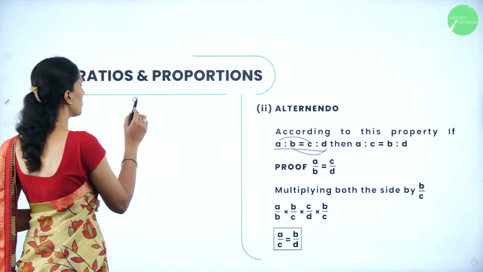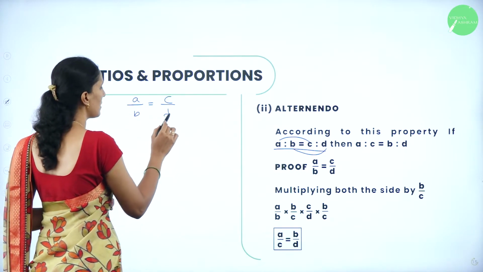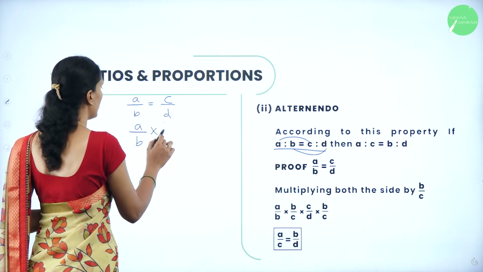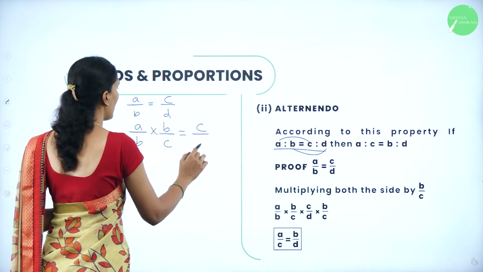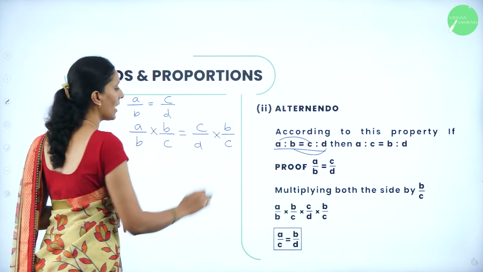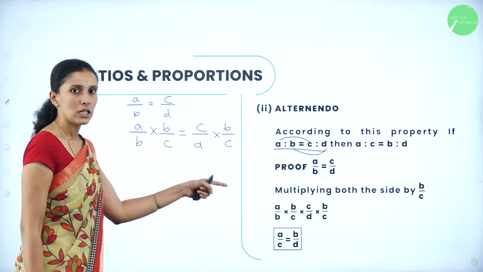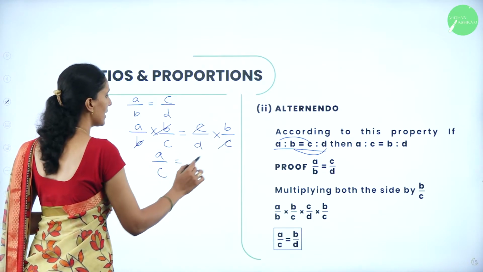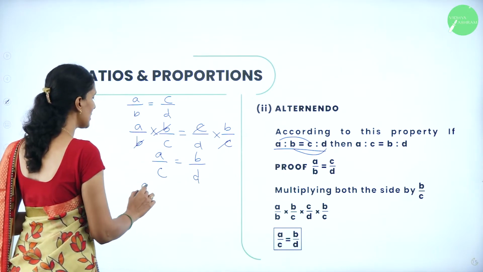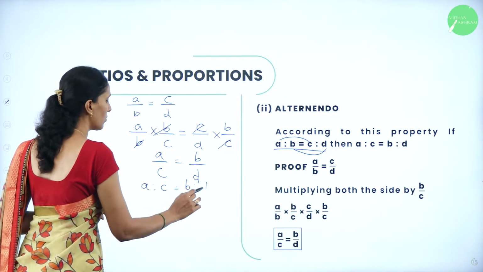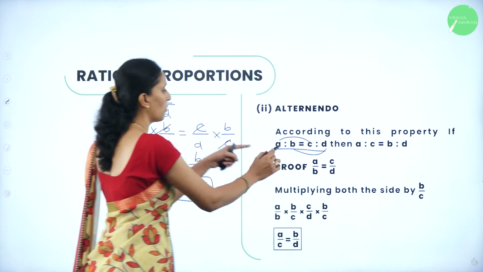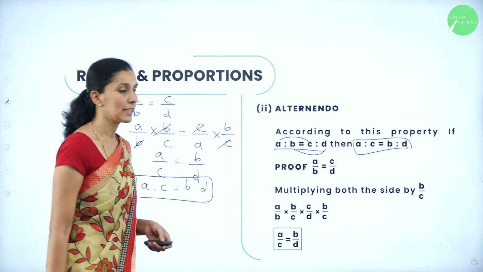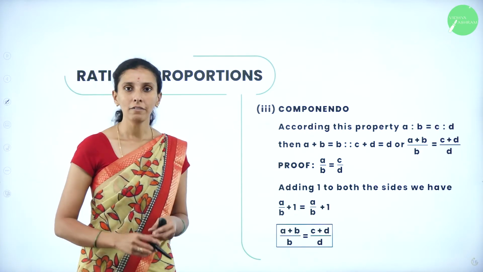We have a proof. Suppose we have A by B is equal to C by D. What am I supposed to do? I will multiply by B by C here. Similarly, I will multiply the same thing on the other side. So in an equality, you are supposed to multiply by the same quantity. So here B gets cancelled, I will get A by C. Here C gets cancelled, I will write B by D. If you write this, you will get A is to C is equal to B is to D. So writing the given proportion in this form, A is to C is equal to B is to D, is called alternando.